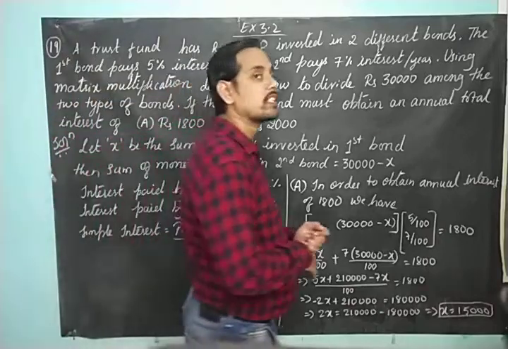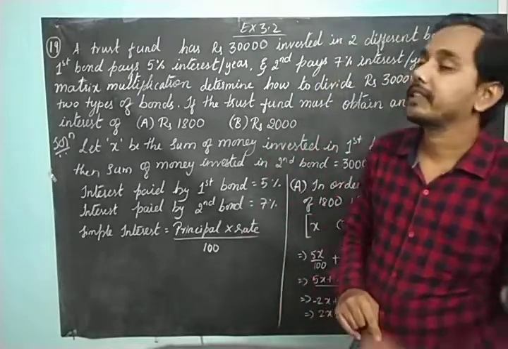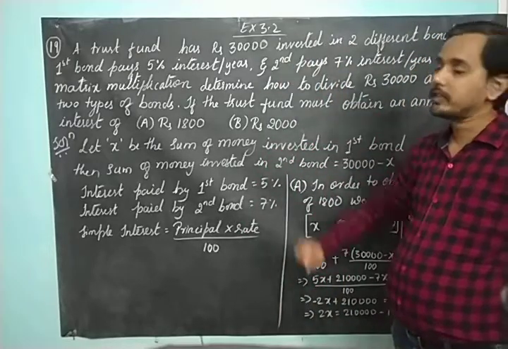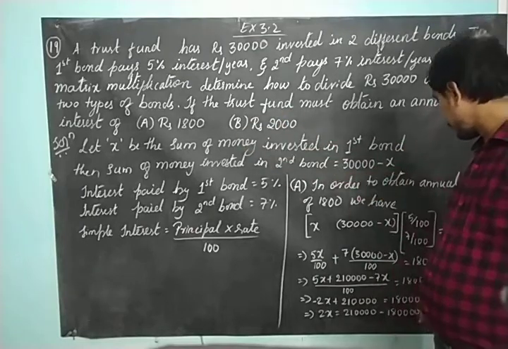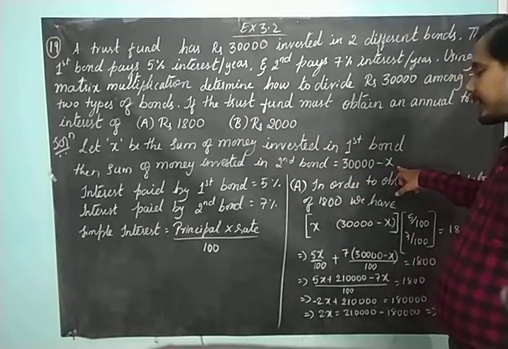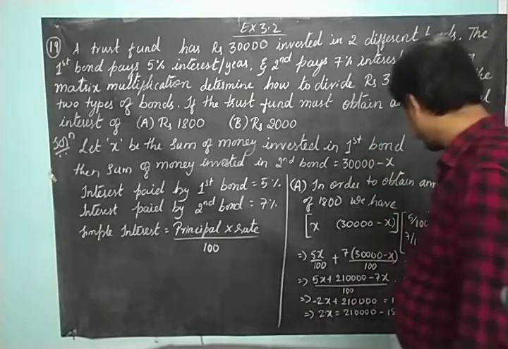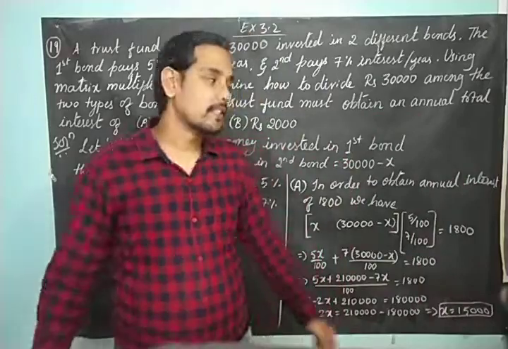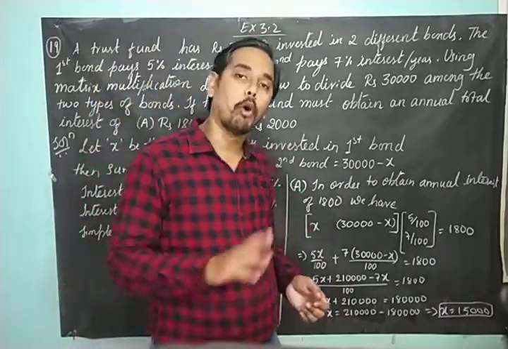So if 15,000 is to be invested in the first bond, then what will be the amount invested in the second bond? Total amount is 30,000. In the first bond we are investing 15,000 rupees. X is 15,000. Then what will be the amount in the second bond? 30,000 minus X. That also will be 15,000, right? So you should invest 15,000 in bond 1 and 15,000 in bond 2.